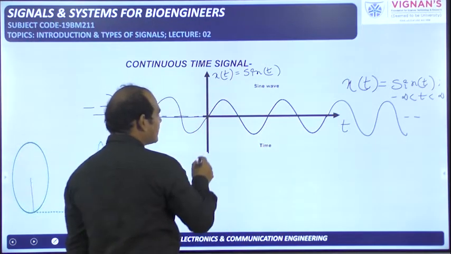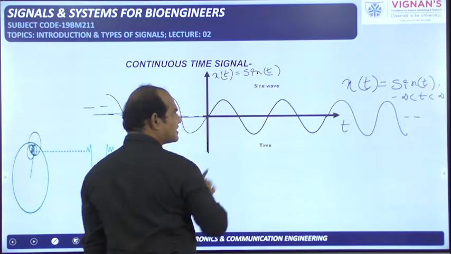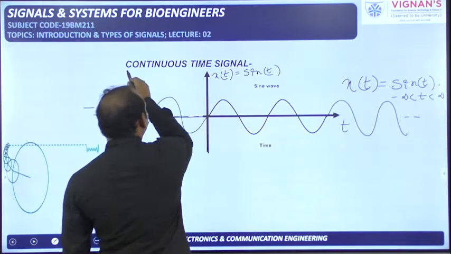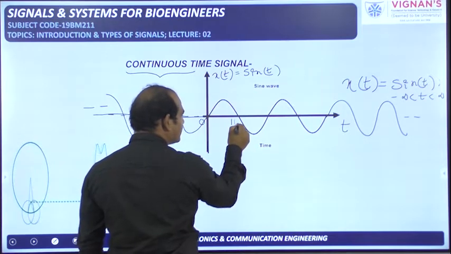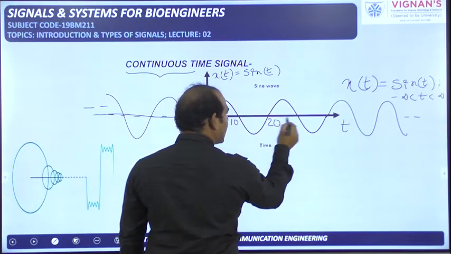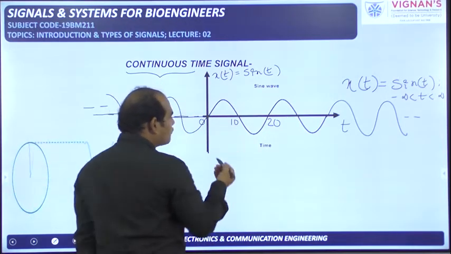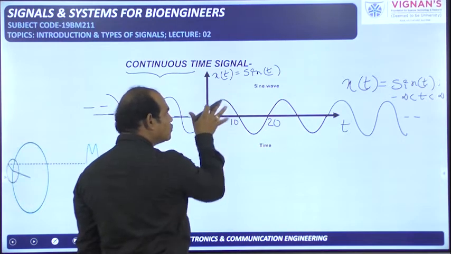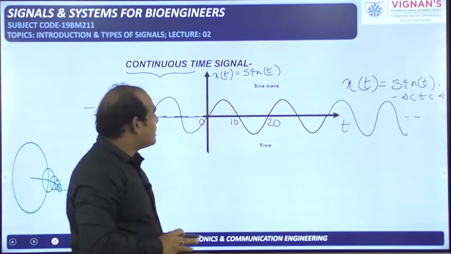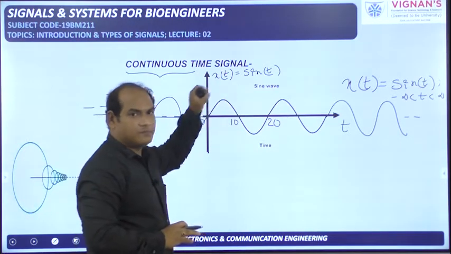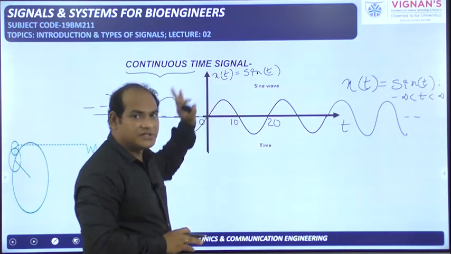If you observe here, the values I am writing here may not be suitable for this particular signal, but I am taking them for the explanation of the continuous time signal. So this is 0, this is 10, this is 20, here 30 and here 40. If you ask what the value of this signal is, you need to tell the amplitude only. The value of the signal is nothing but the amplitude of the signal. But the value of the signal depends on time. For all values of t, there is not a single amplitude available.